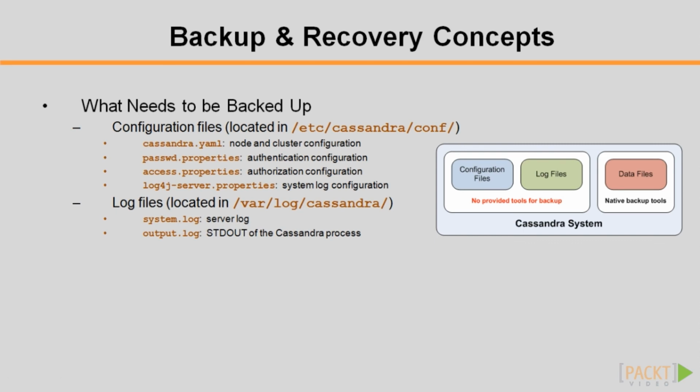The log files, such as the system log and output log, are also important assets of the system that need to be backed up. Cassandra doesn't provide a tool to back up the configuration and log files, and therefore we need to back them up manually. We know that data is stored in SSTables, and Cassandra does provide native data backup tools that are introduced in the next slide.